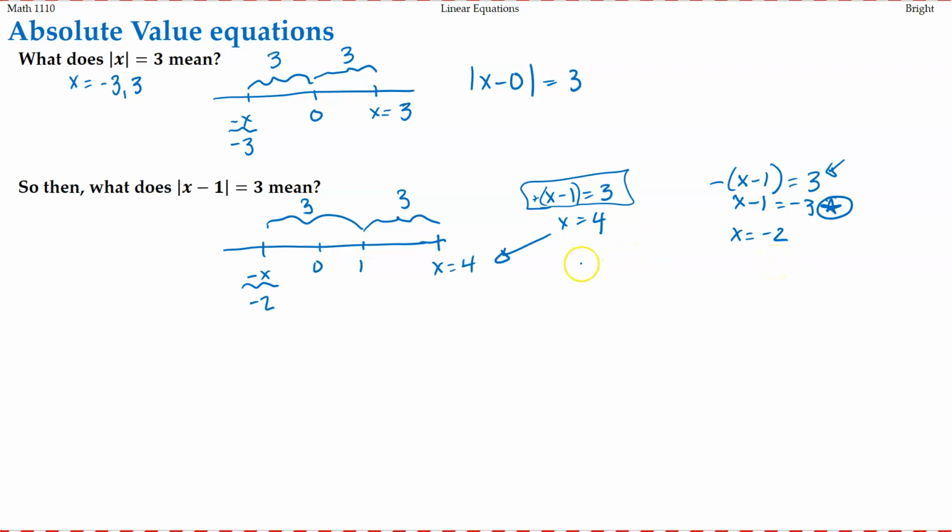But anyway, either way we get the algebra to match what we are saying geometrically. And so again, if I'm talking about the solution set, I would say the solution set for x is {4, -2}.